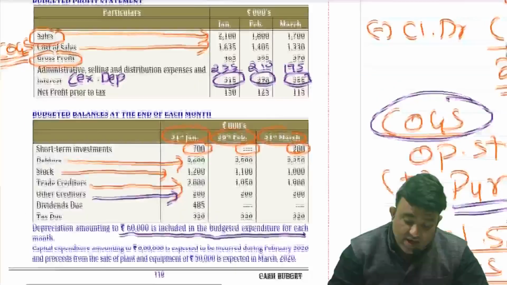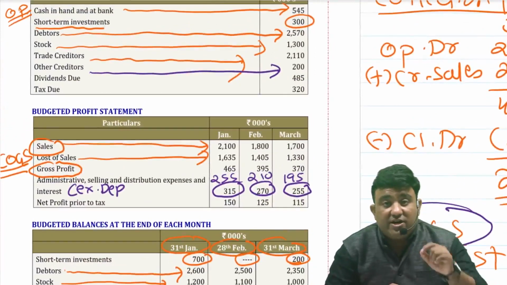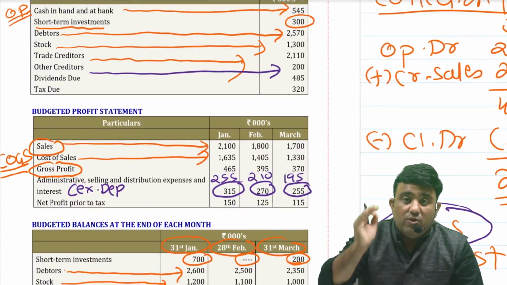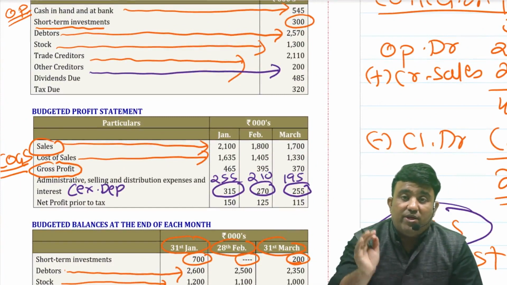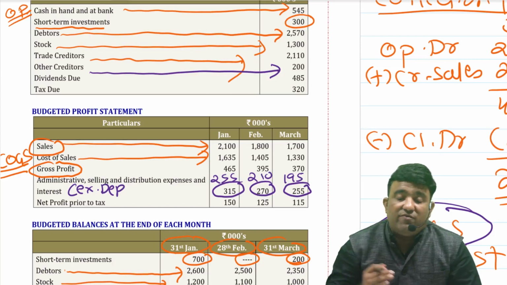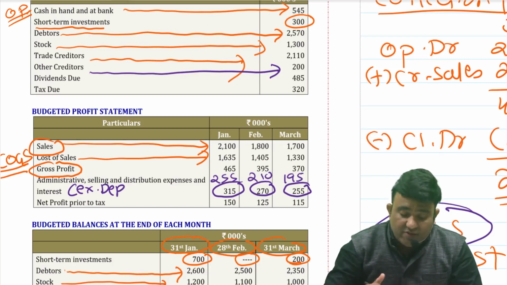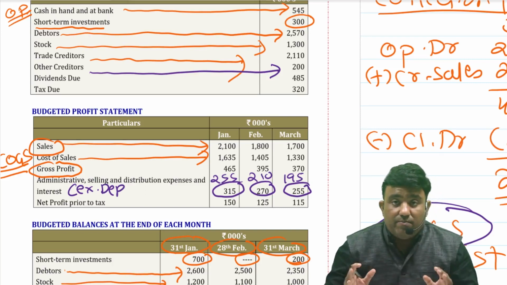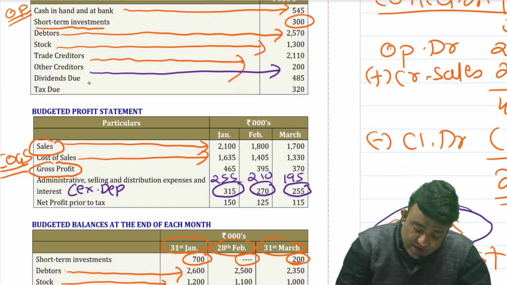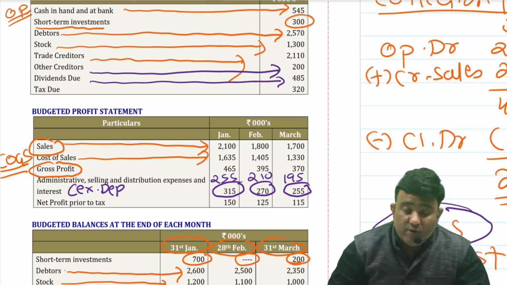Clear everyone? Had there been a change in some other creditors account, then what we could have taken is opening other creditors plus expenses minus closing other creditors, giving payment of other creditors expenses. That is the way we need to target it. But by God's grace, here the balance is constant. Then forget that part. Dividend due, 485.